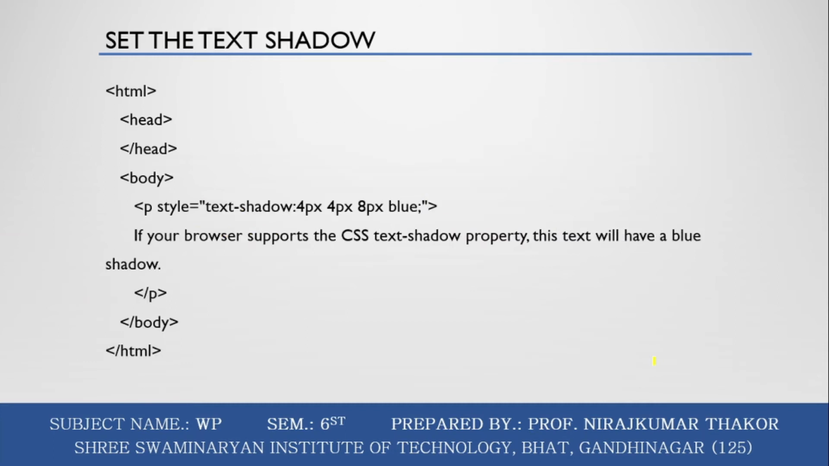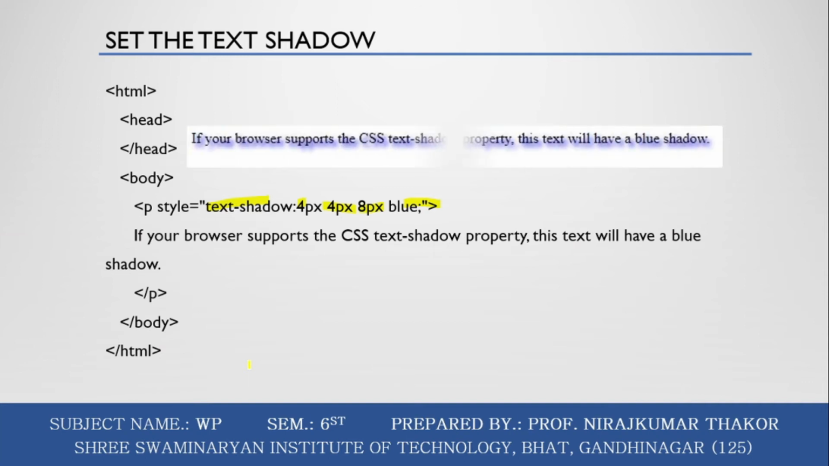Now the text shadow property. How to set the text shadow property on text. Text shadow, then 4 pixels, 8 pixels, and blue. Where will this start? From the left top corner to the right top corner, then the bottom right corner and the bottom left corner. So this is the text shadow property.